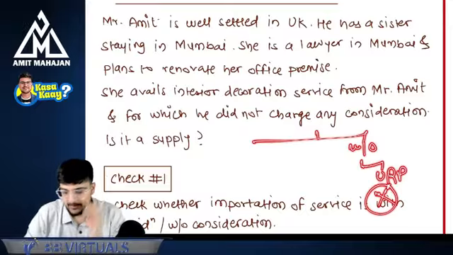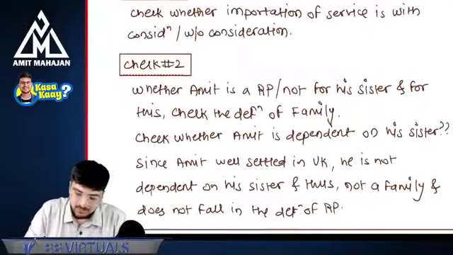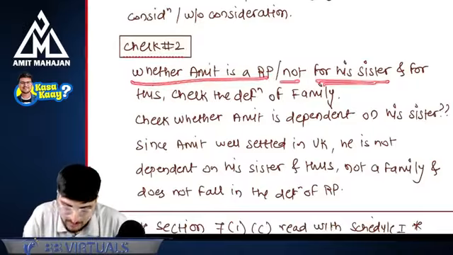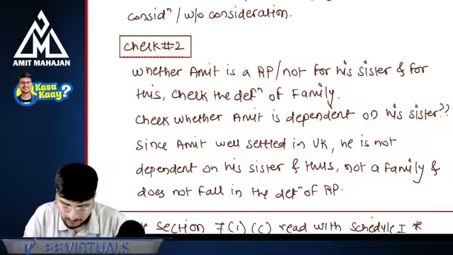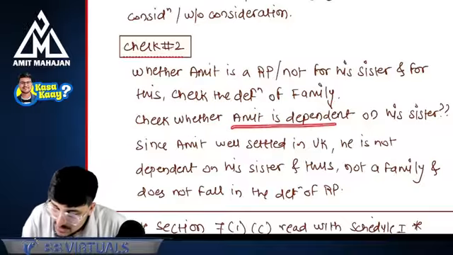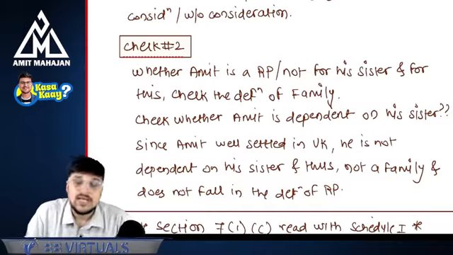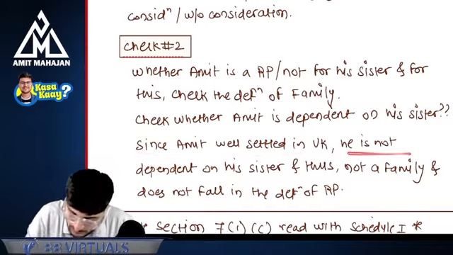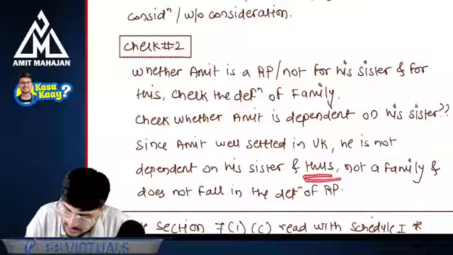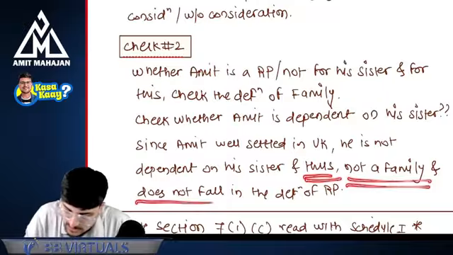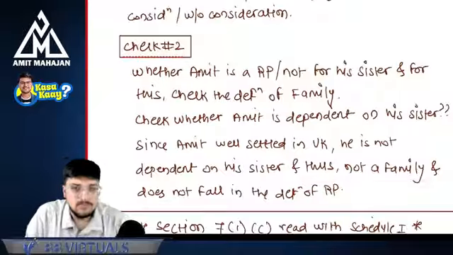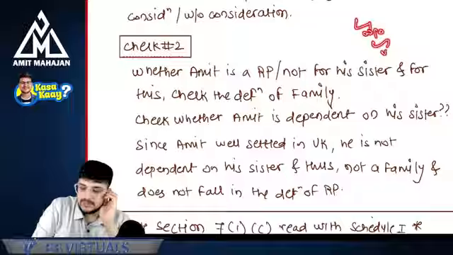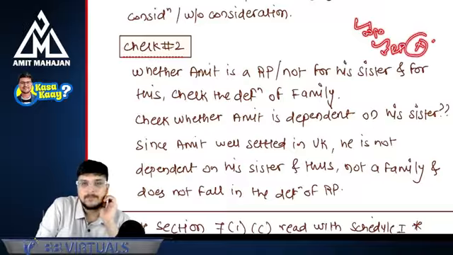Are you clear with this point? See here, check number two, whether Amit is a related party or not for his sister. And for this, check the definition of family. Check whether Amit is dependent on his sister. Now, in this case, since Amit is well settled in UK, he is not dependent on his sister and thus not a family and does not fall in the definition of related party. So, if he is not falling into the definition of related party, then it will not be considered as supply.